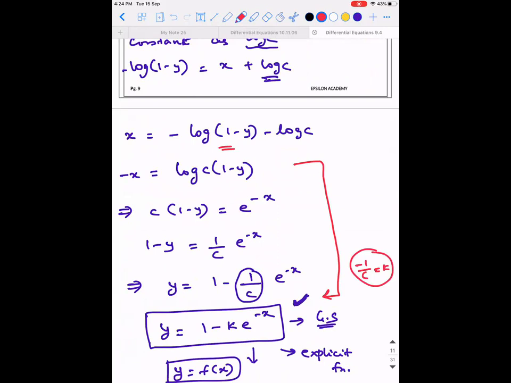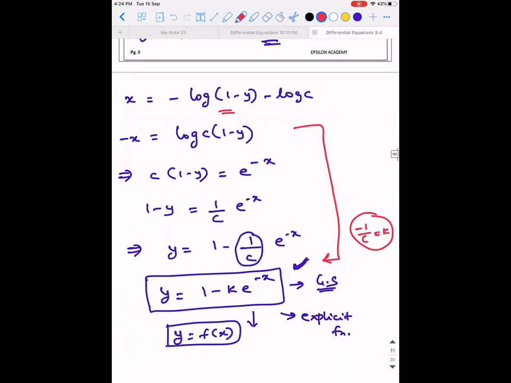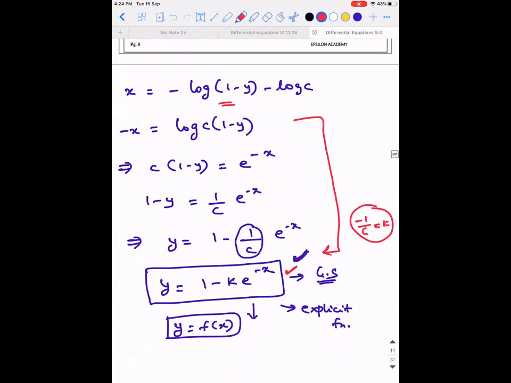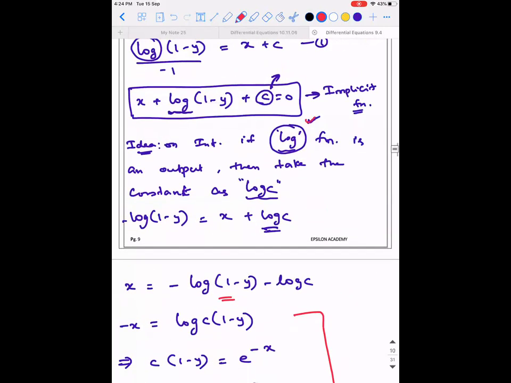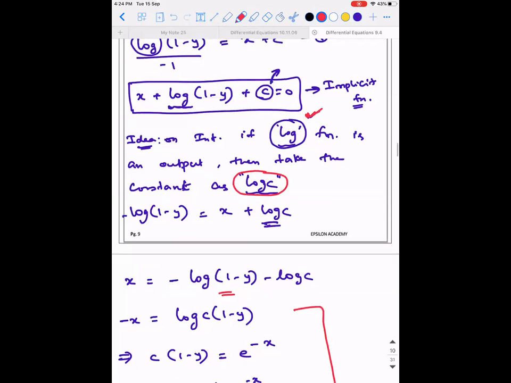But this is also right. How to verify whether it is right or wrong: if you differentiate the general solution that you have obtained, you should get back the question. So as of now, have this idea in your mind. Wherever logarithmic functions come out when you integrate the differential equation after variable separation, you can take the constant as log c. If you do a few more problems, you will understand. Okay, so please wait for it.